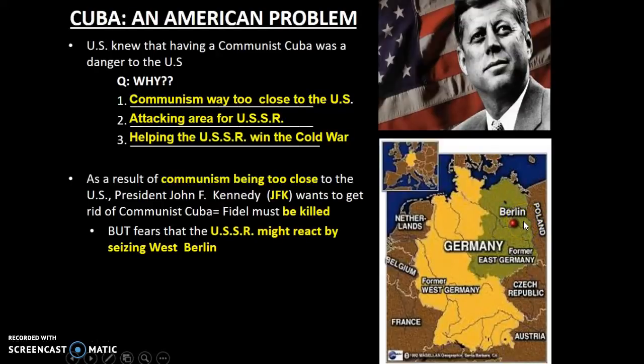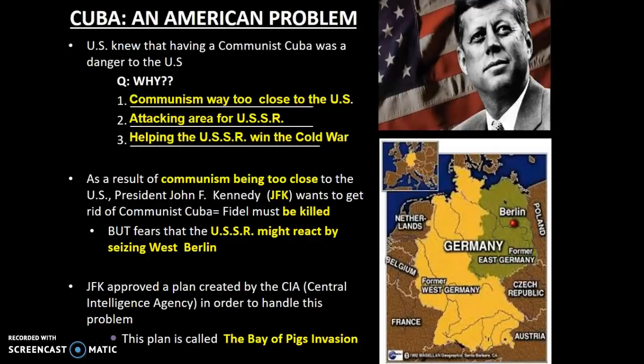During this Cuban crisis, Germany is still divided in half. Berlin is still divided in half. And as we can see, all of Berlin, even though it's divided in half, is located in the communist section of East Germany. JFK knows that if he strikes or tries to kill Fidel Castro, the USSR will take revenge on America's action by, once again, trying to take all of Berlin.